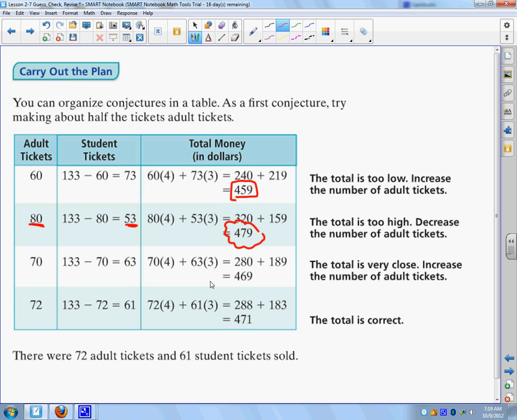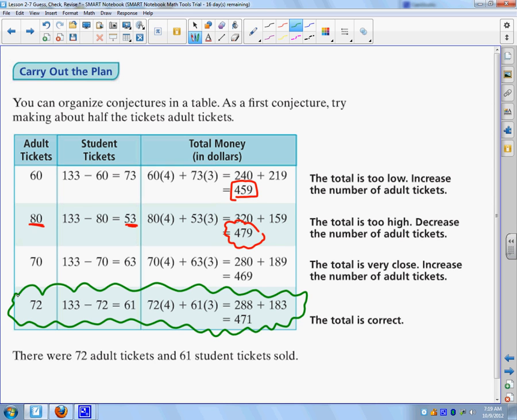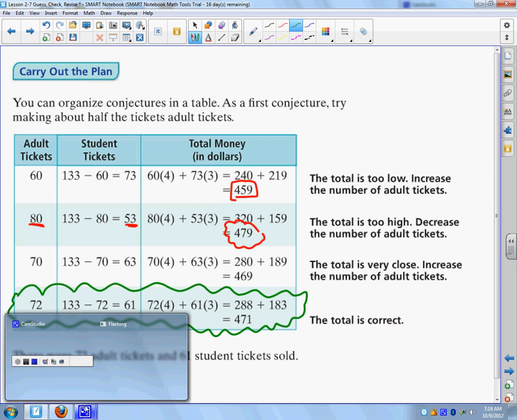So it's just guess and check. You're going to have to do the guess and the check for all of your problems. So there were 72 adult tickets and 61 student tickets sold. This is how they found their answer. They finally got to the right amount, and they got $471. Kind of probably took them a little bit long because that's what story problems do. They take a little bit longer than regular problems.